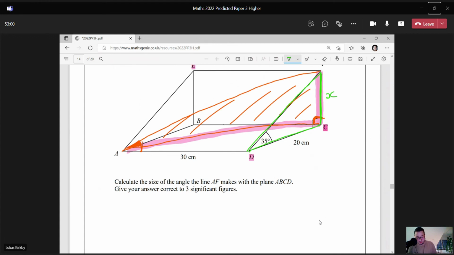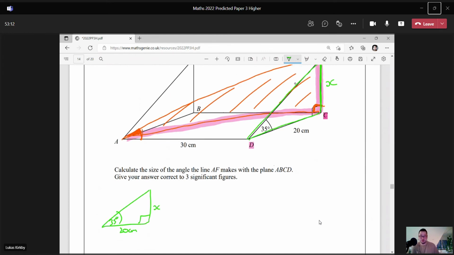Take the small bit that you're worried about or bothered about. So I've got a right angle triangle. I've got that that's 35 and I've got that that's 20. And I want to work out x. So that is just going to be trigonometry.